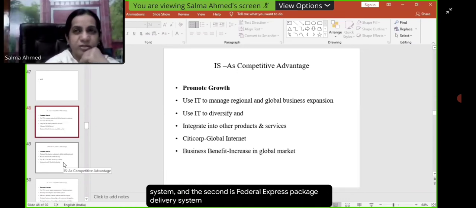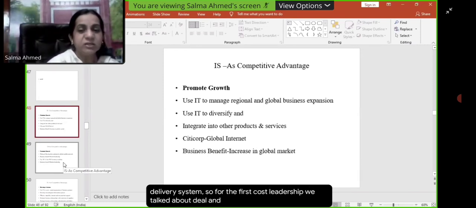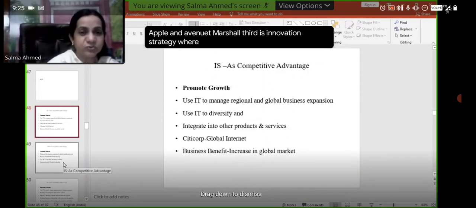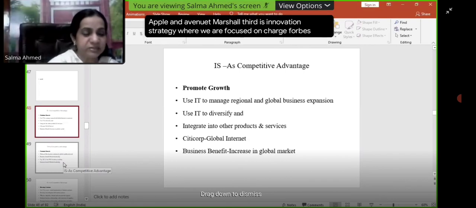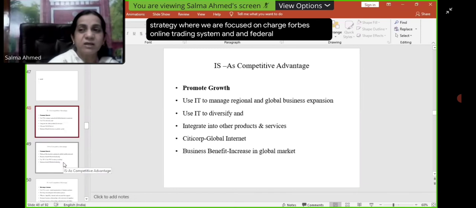So for the first, cost leadership, we talked about Dell and eBay's online auction. Second strategy was differentiation, where we discussed Apple and Avnet Marshall. Third is innovation strategy, where we are focused on Charles Schwab's online trading system and Federal Express's parcel tracking system.